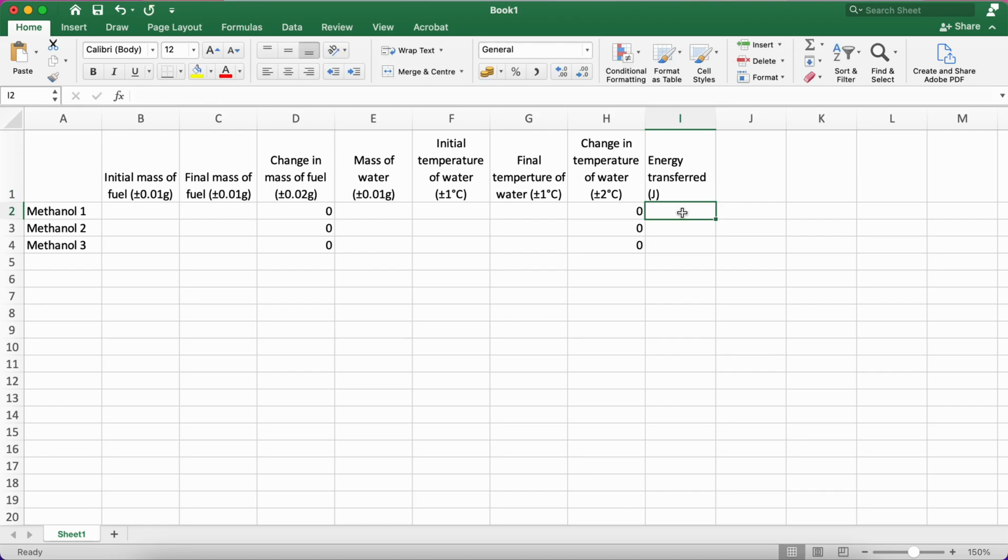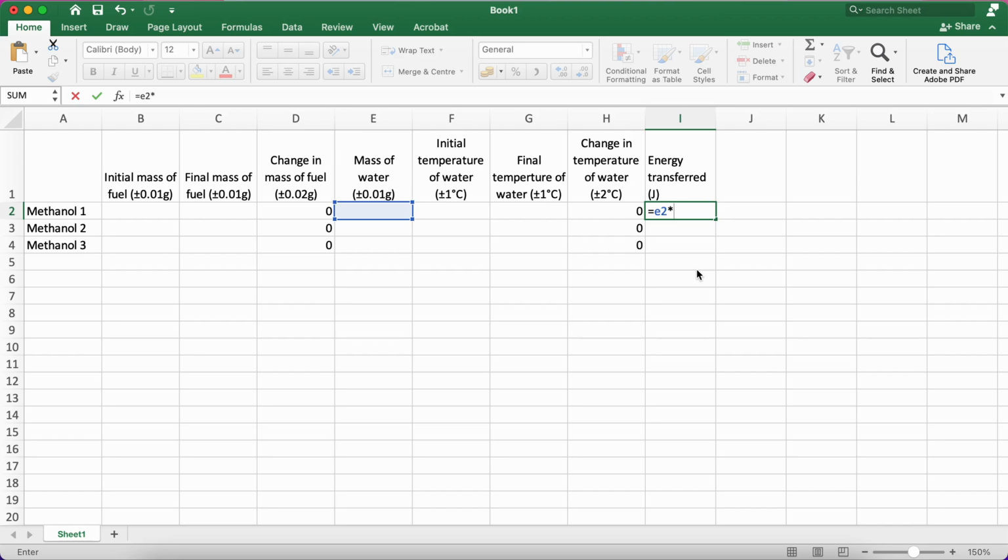Now, the energy transferred, there's a specific formula, which is mc delta T. M is the mass of the water, C is the specific heat capacity for water, and delta T is the change in temperature of the water here. Okay, so M is going to be whatever is in this cell here, E2. So again, for the formula, I'm going to type equals E2, and then I need to multiply. For this, I'm going to use the asterisk, which is normally above the 8 number.